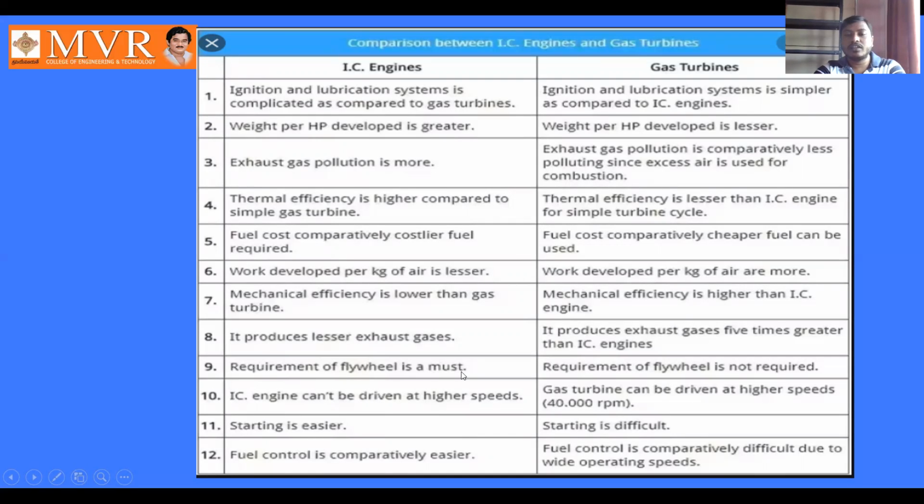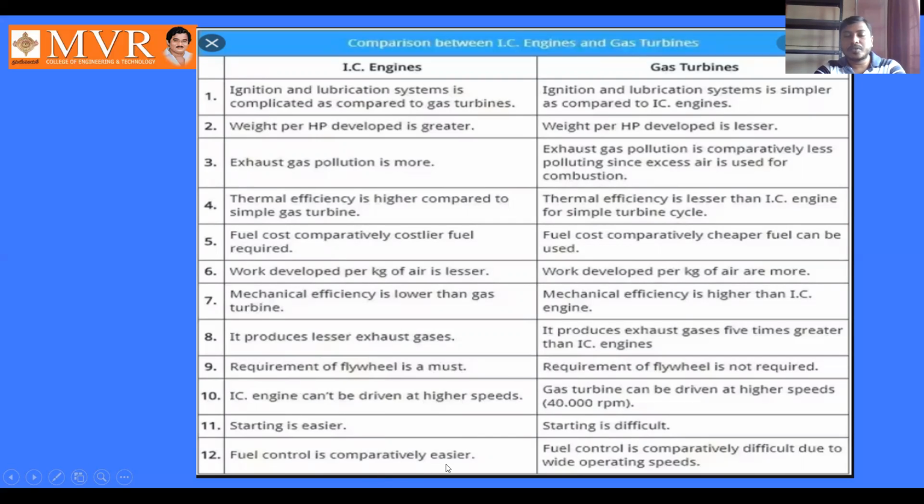Requirement of a flywheel is a must in the IC engine. A flywheel is not required in gas turbines. The IC engine cannot be driven at higher speeds. See, the gas turbine can be driven at higher speeds of 40,000 RPM. Starting is easier in the IC engine. Starting is difficult in gas turbines.